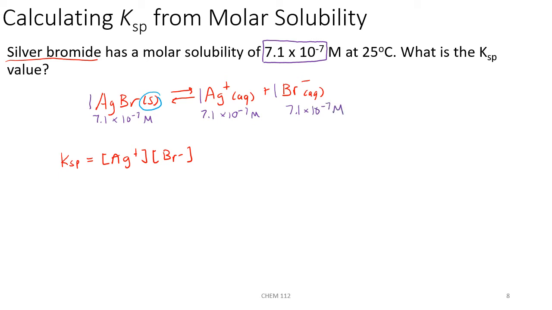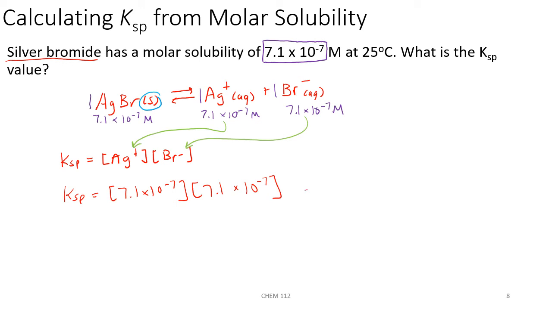So we can use those concentrations in our equilibrium expression by substituting them in and then calculating the KSP. So our KSP will be equal to 7.1 times 10 to the negative 7th times 7.1 times 10 to the negative 7th. And that gives us a value of 5.0 times 10 to the negative 13th. Just like other K values, KSPs are reported without units.